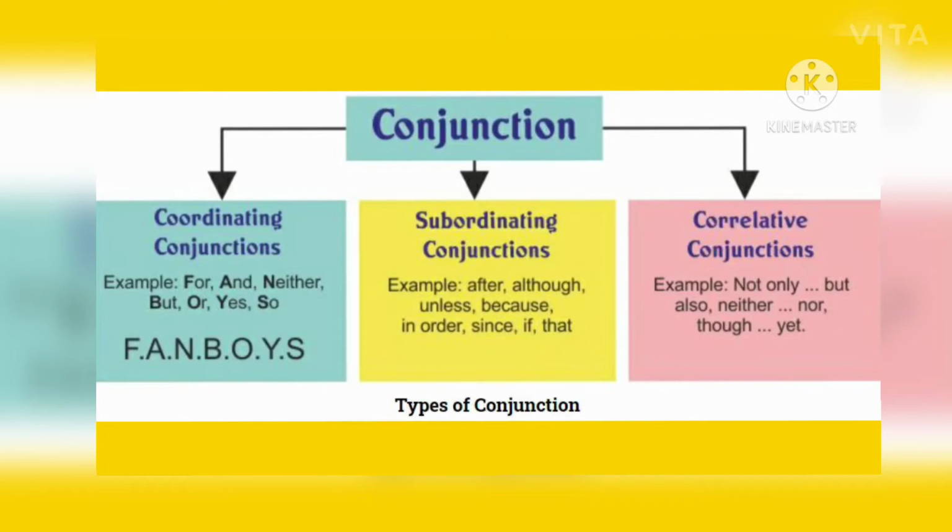So let's see the first one, coordinating conjunction. The job of a coordinating conjunction is to join two words, phrases or independent clauses, meaning either two words, or two phrases, or two independent clauses which are parallel in structure. Parallel in structure means equal in structure.